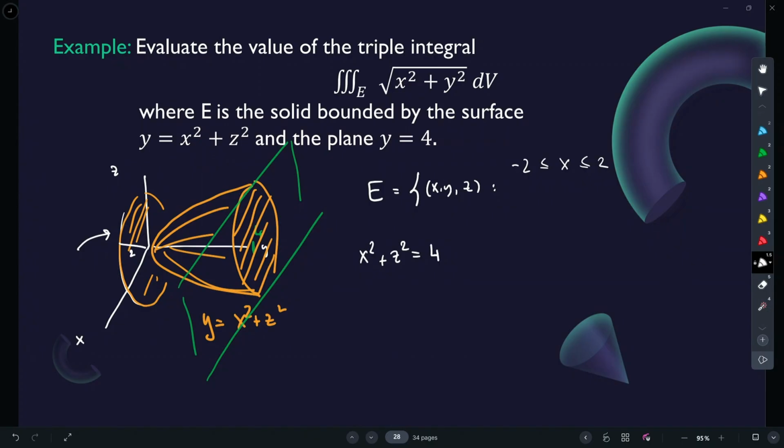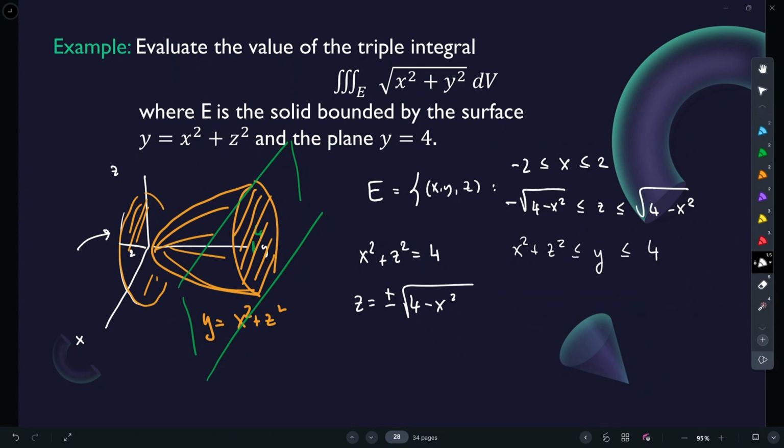The z value will go between, if I try to describe what the z value is from this circle, it is the square root of 4 minus x squared, plus or minus. So the z value goes from minus the square root of 4 minus x squared to the square root of 4 minus x squared. And then the y coordinate is actually between x squared plus z squared and 4, because it is in the inside, not the outside.